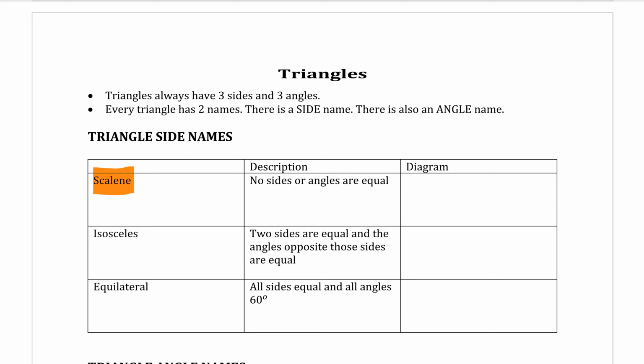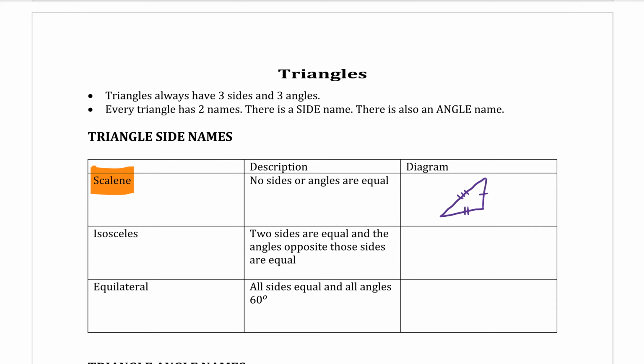A scalene triangle has no sides or angles that are equal. To draw a scalene triangle, you've got to try and make all the sides look like they're a different length. So maybe something like that. Now to indicate their different lengths, we want to put a different symbol on each side. So I might put one little line here, 2 lines on there, and 3 lines on there, and that means that they are all different lengths.